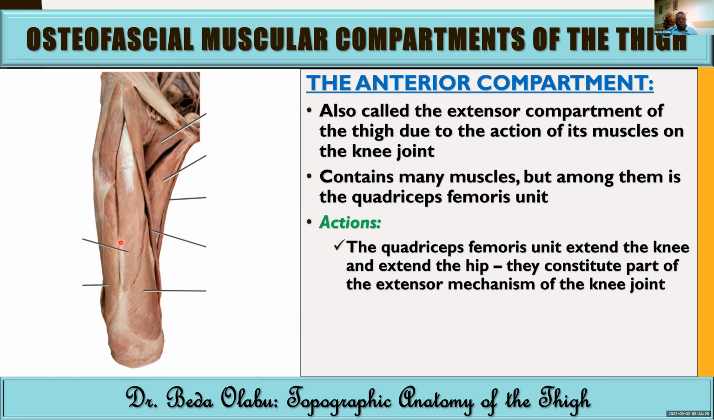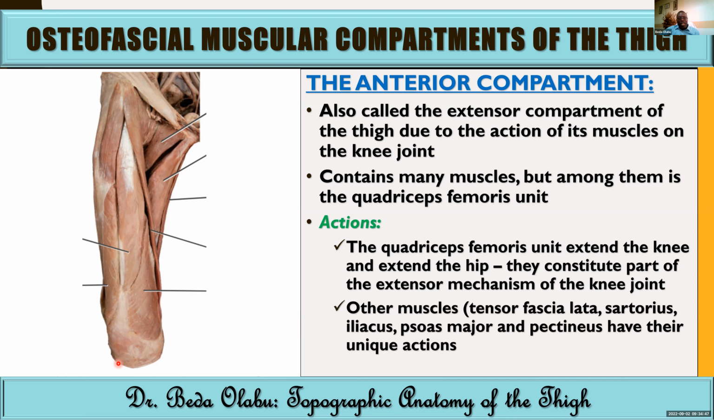So the quadriceps femoris unit, quadriceps tendon, the patella, and the patellar ligament constitute what we call the extensor mechanism of the knee joint. We'll revisit that story when you look at topographic anatomy of the knee. Apart from extension at the knee and flexion at the hip, which is contributed by the rectus femoris, the other muscles of the thigh may have some specific actions.